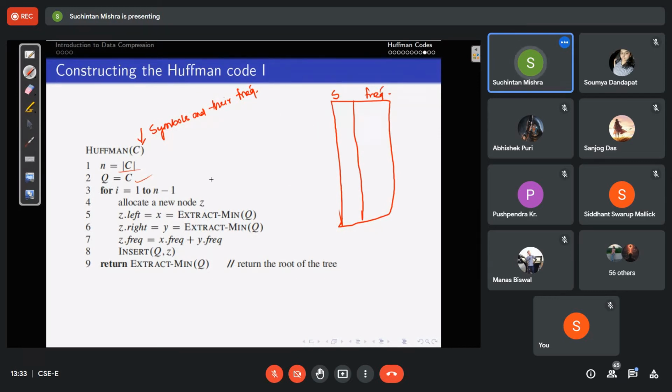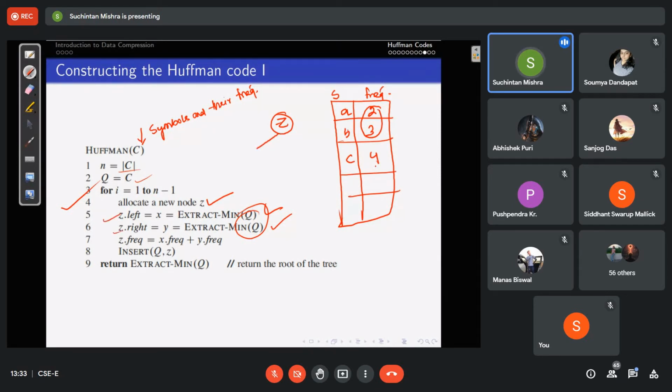Now, for 1 to n minus 1, inside the loop, we will extract the two minimum nodes, whose frequency is least. Suppose A has frequency 2, B has frequency 3, C has frequency 4. Then inside this loop, a new node will be created. And the two minimum children in the queue, that are A and B, because their frequency is lesser than C, will be extracted.